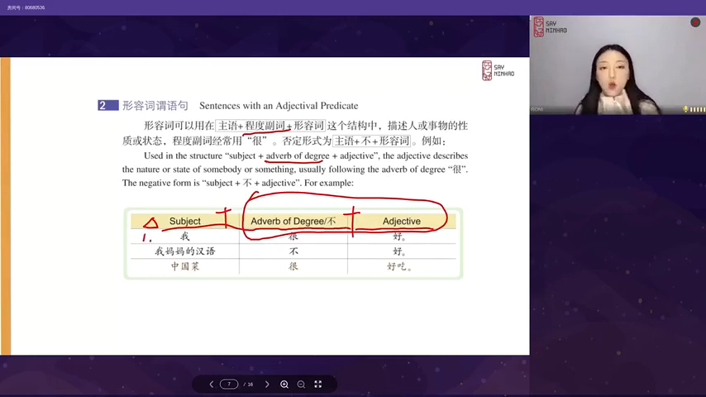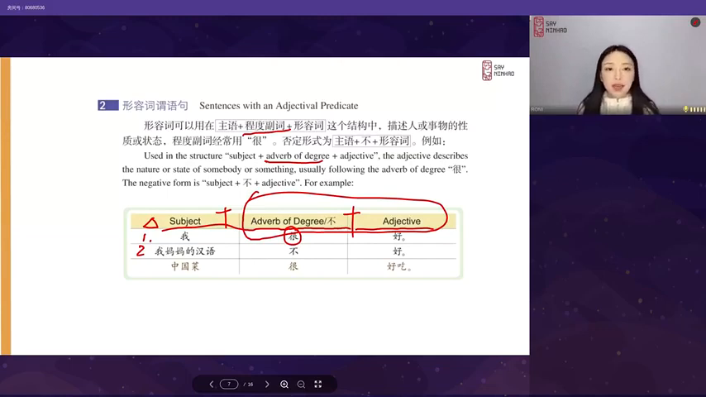First example is 我很好. I'm very good. 我很好. In English, I am very good. There is an am between I and very good. But in Chinese, we say 我很好. There's nothing in between 我 and 很好, right? 我很好. And 很, we said before, it means very, quite, which is an adverb of degree. 我很好. Next one.